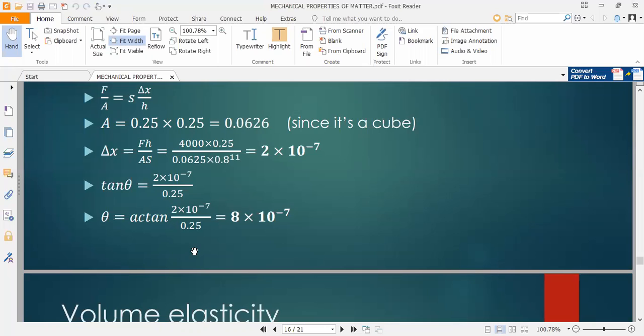And then what we have here is that we only have 2 times 10 to the power minus 7 divided by 0.25, which is the 8. So yeah, you can actually do that even while going through the solution and find the tan inverse.